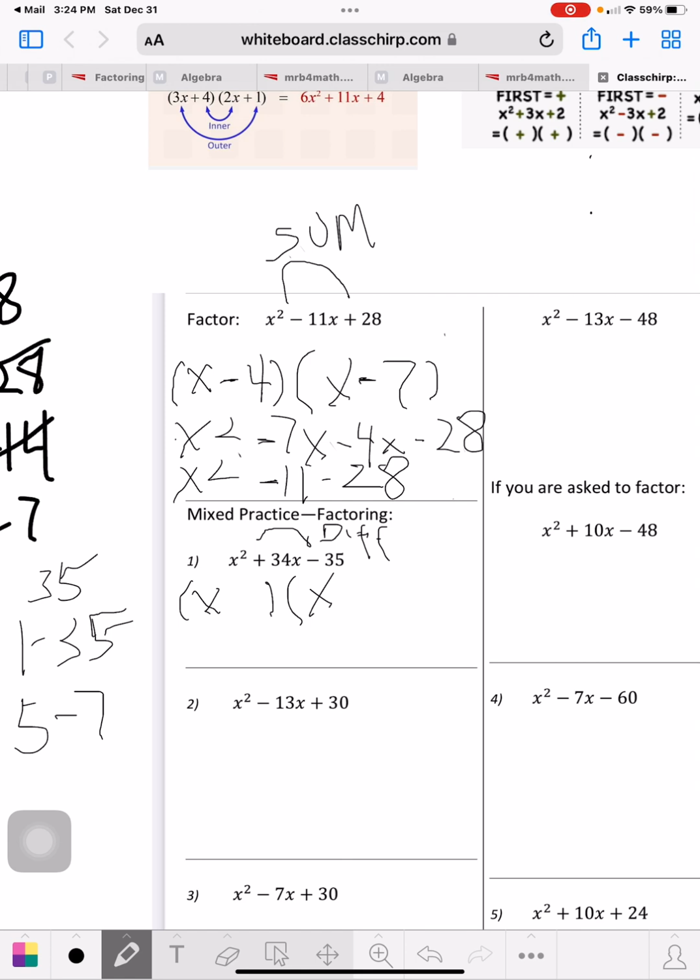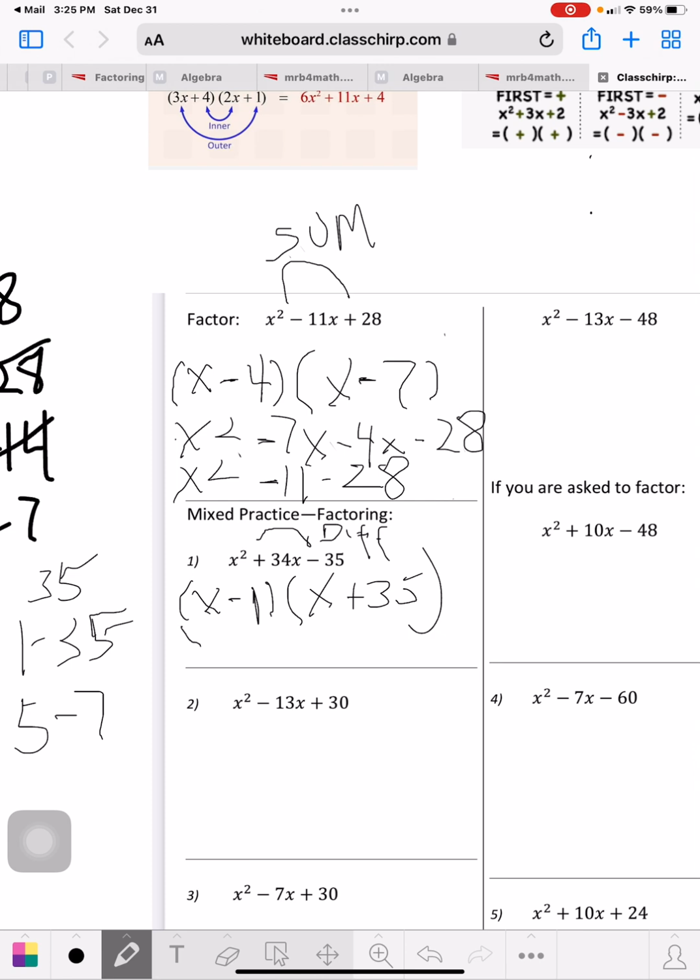1 and 35. Let's see. So which one will work? Which one would be able? Oh, the 1 and 35, that would be the perfect one, okay? And we want a positive 34, so let's make one side positive 35 and one side a negative 1. Because we know 35 plus a negative 1 is going to be a positive 34. So let's do this out like this.